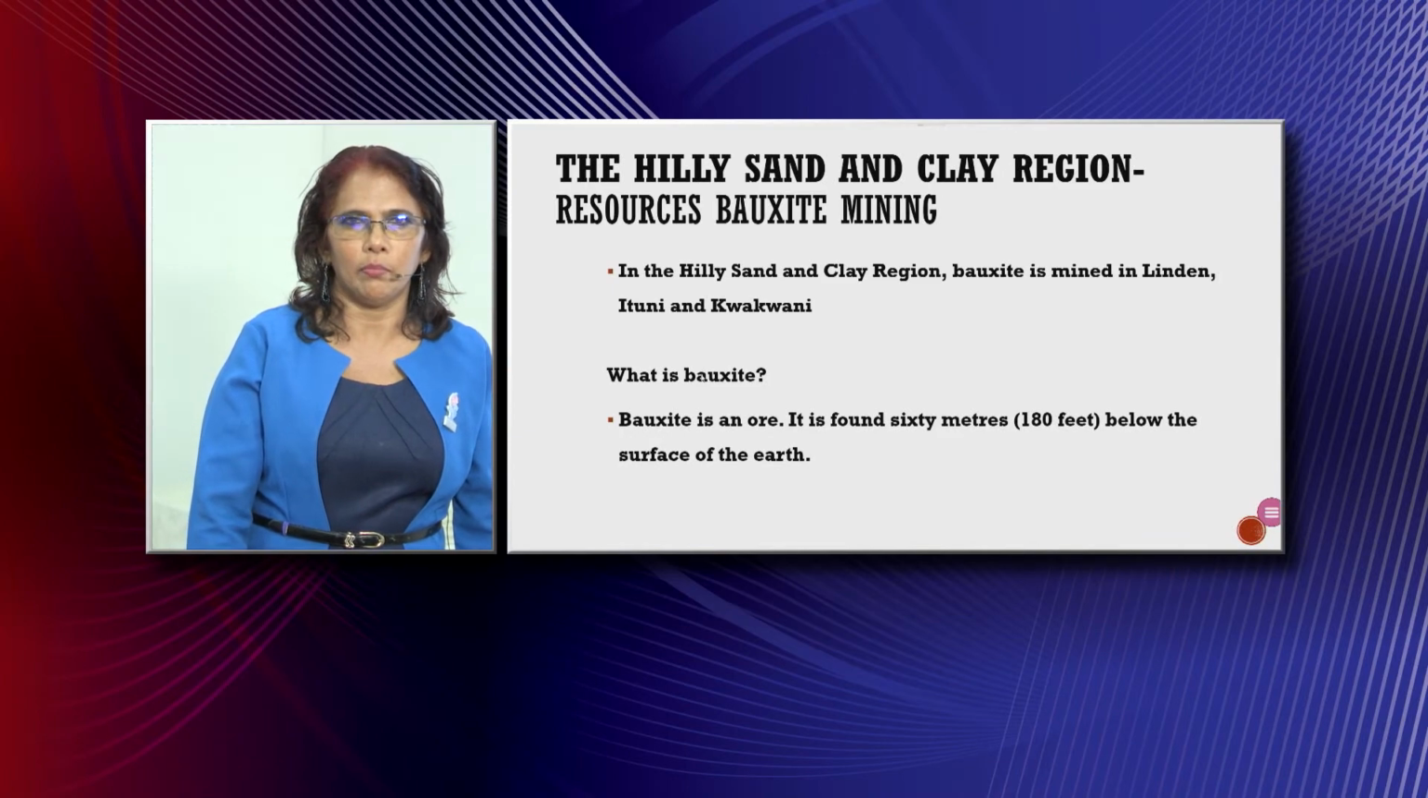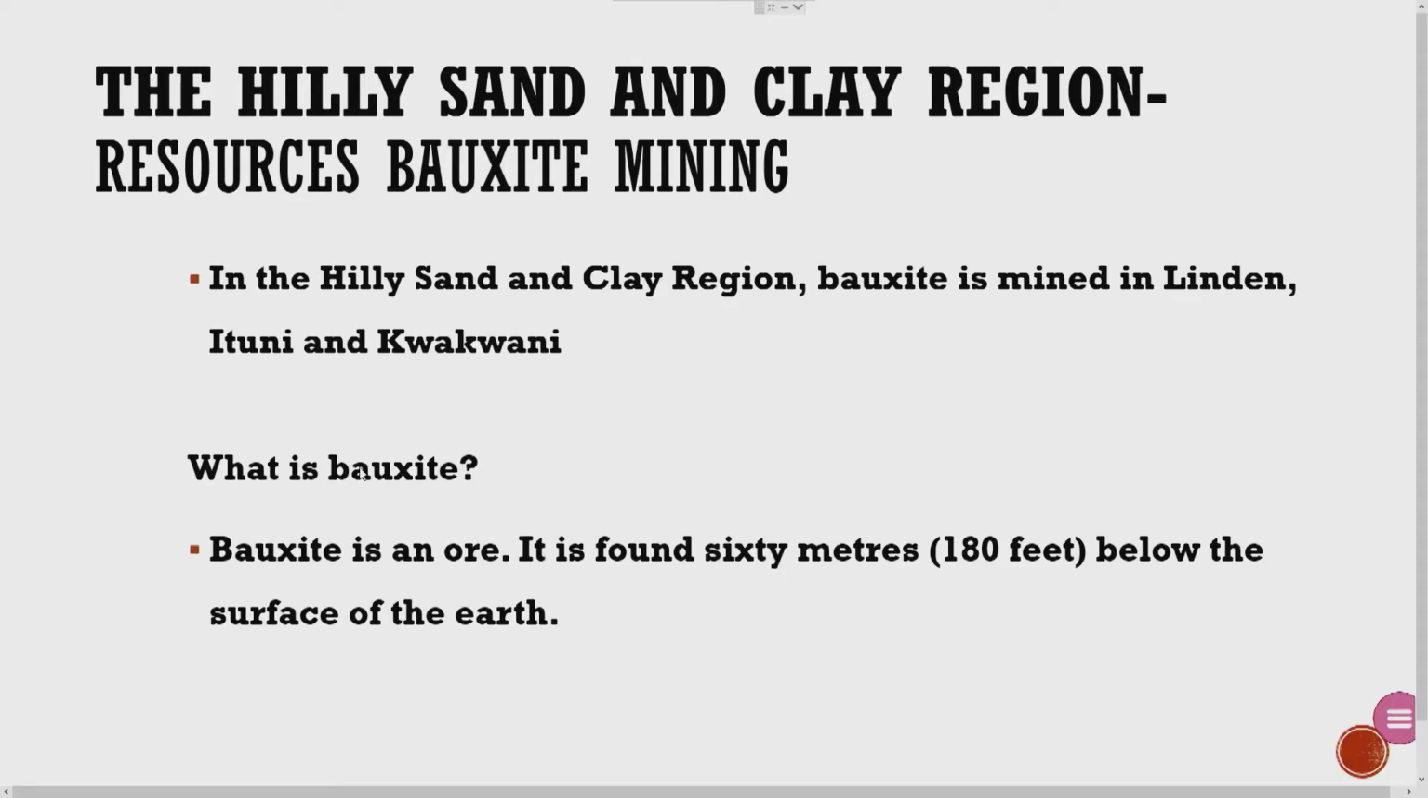Resources, bauxite mining. In the hilly sand and clay region, bauxite is mined in Linden, Aichuni, and Kwakwani. What is bauxite? Bauxite is an ore. It is found 60 meters or 180 feet below the surface of the earth.